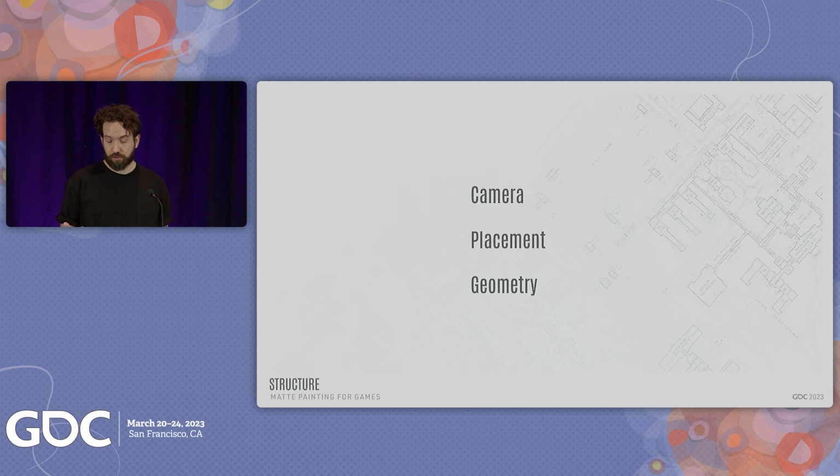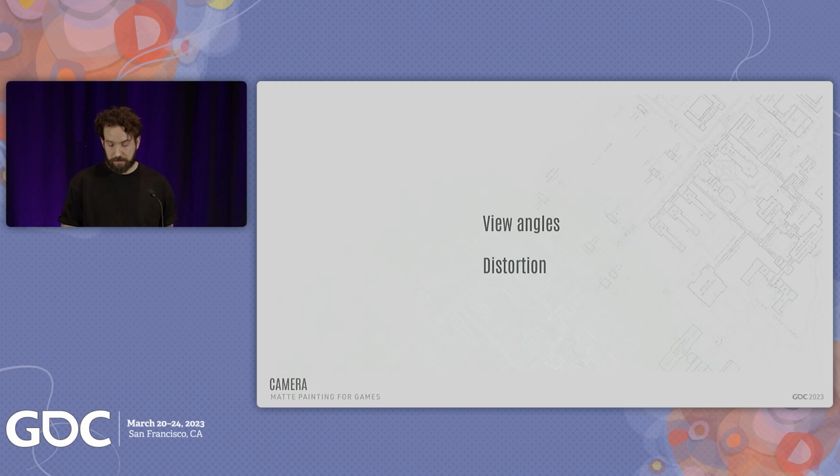So when it comes to creating our matte painting asset, there are a couple of elements to consider. The first is the camera. Second one is the placement of the matte painting and the projection geometry. I'll go through what these are in further detail. So a matte painting always looks best when it's viewed head-on. And the further the view angle strays from that head-on position, the more the illusion will start to break and you'll get distortion in the actual matte painting.